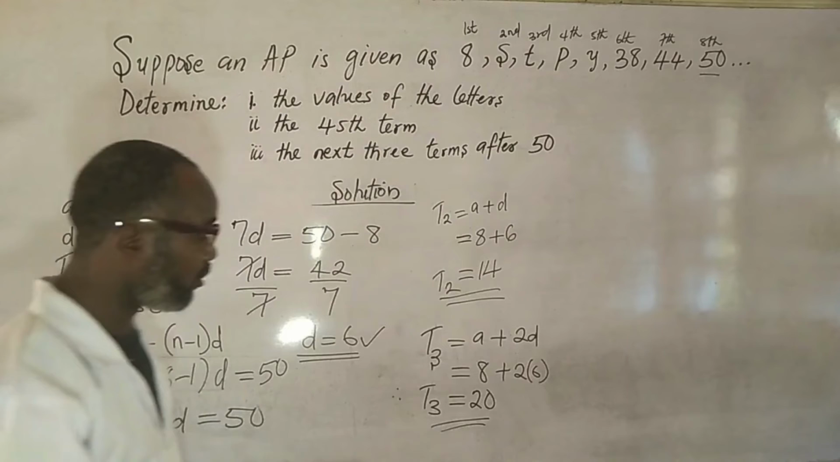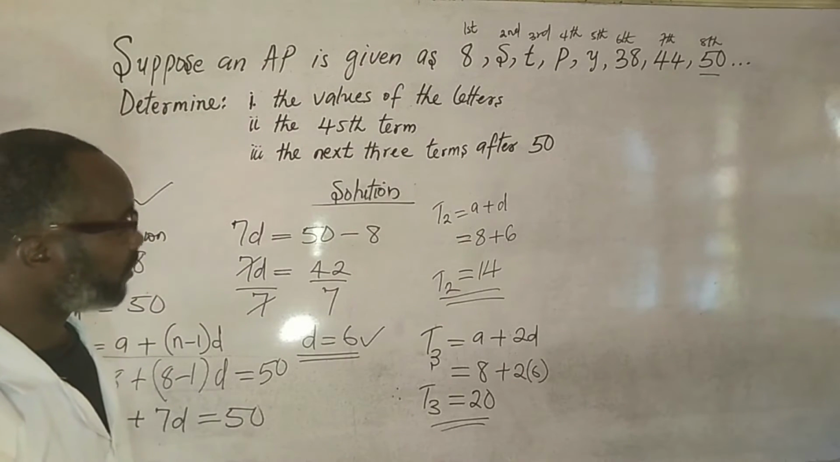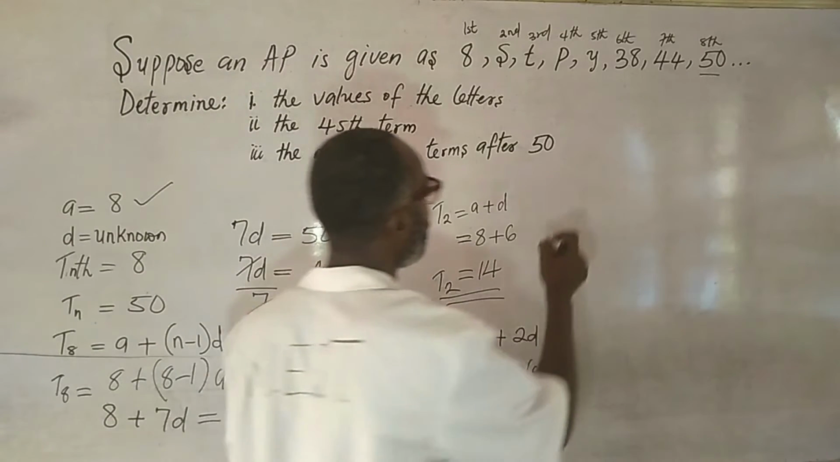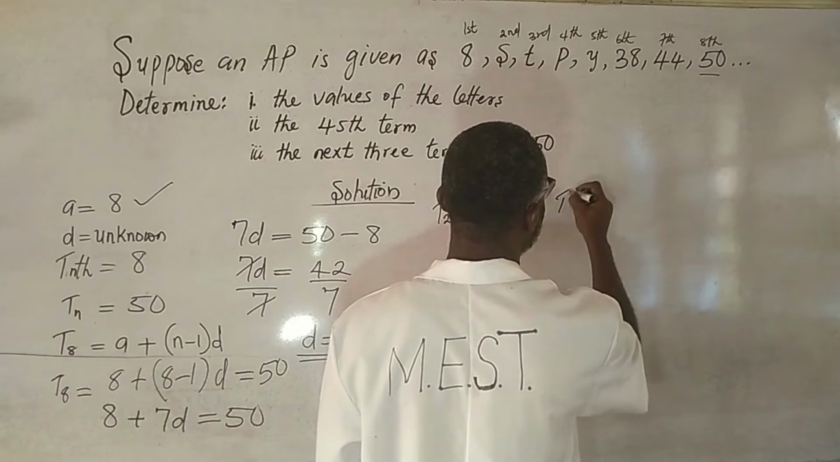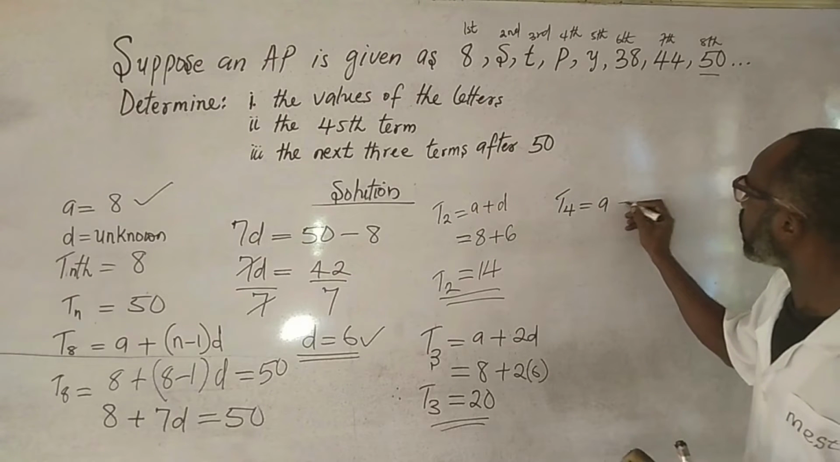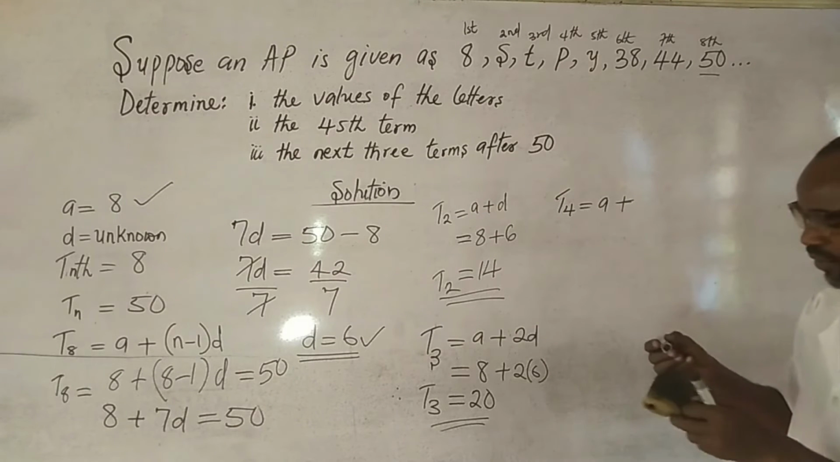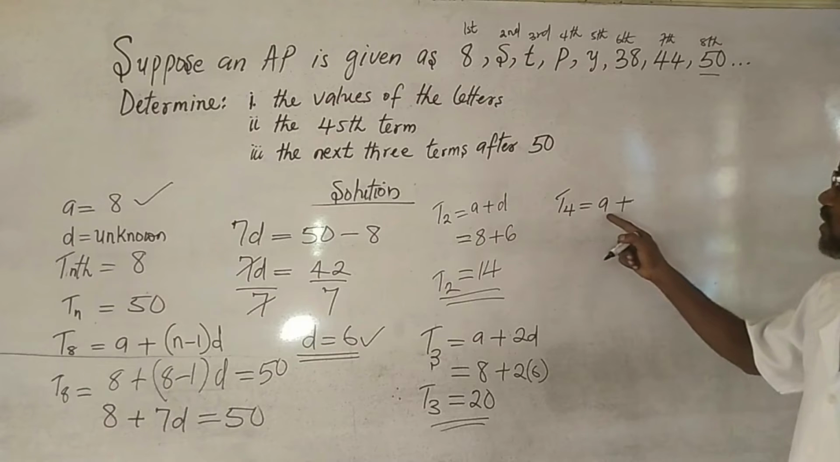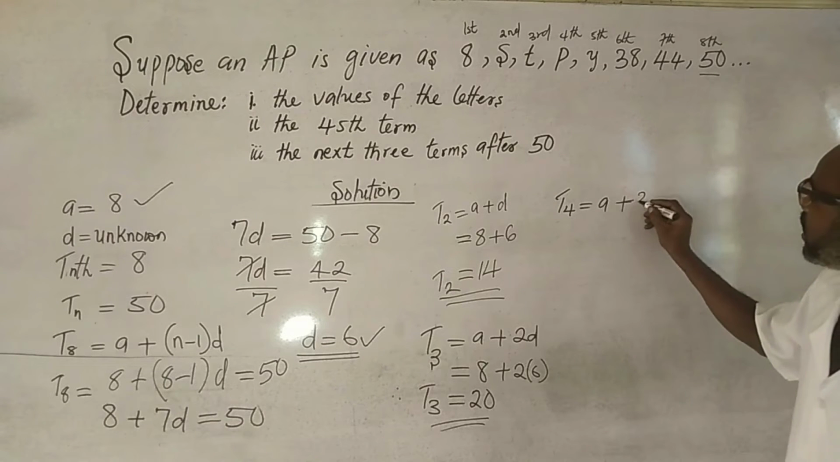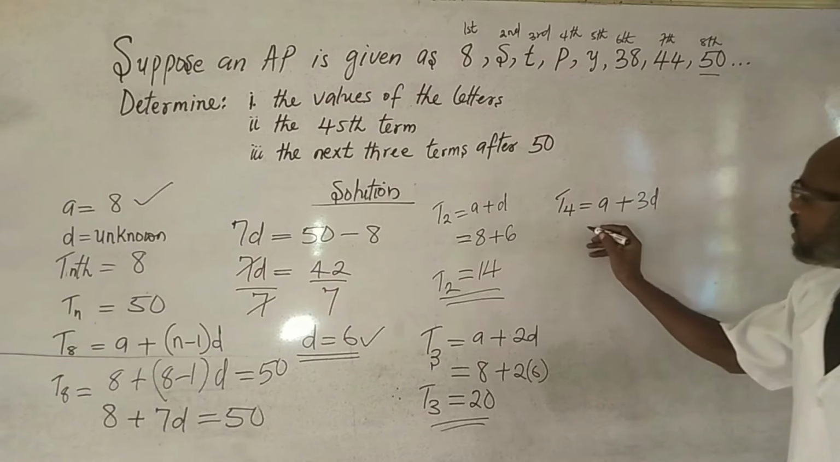Anyway, after this, we're going to arrange the letters accordingly, right? Then the next one, we have T4. T4 is equal to first term plus 3D, okay? And this goes this way.